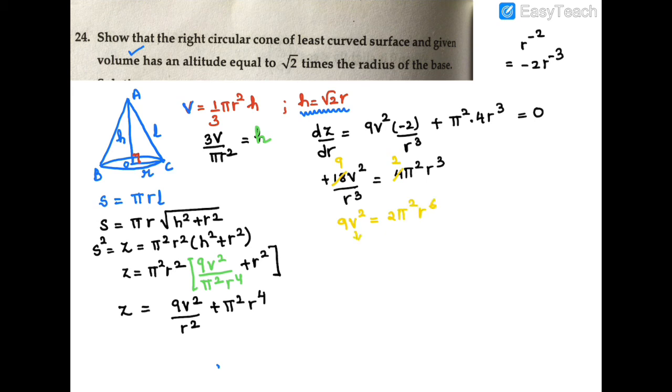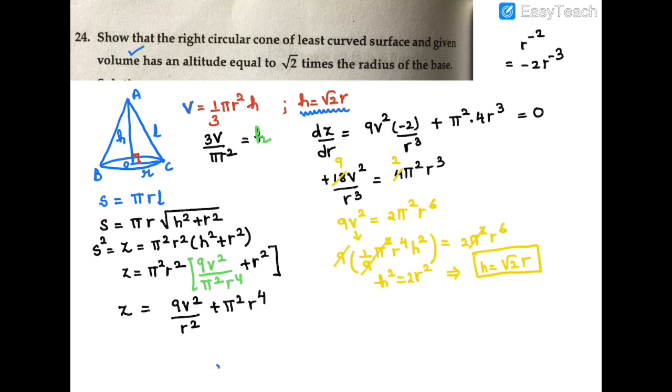Put back the value of v, which was 1 by 3 pi r square h. So 1 by 9 pi square r to the power 4 h square, and here is 2 pi square r to the power 6. 9 and 9 go, pi square and pi square go, and I get h square is equal to 2r square. So that implies h is equal to root 2 r, which was my expected answer.